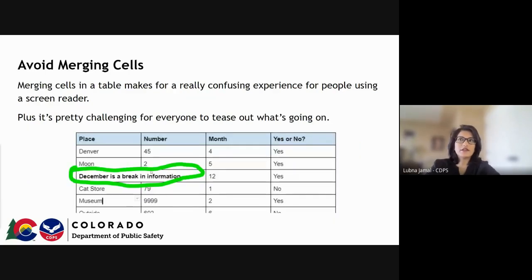Like mentioned earlier, merged cells can create confusion. So instead of merging cells, either put that in a different column or a row of its own, and simply avoid merging cells in the midst of a table. It's very challenging for anyone to really understand, despite being a screen reader user. Any user will get confused by what it means that December is a break in information. Also, if you go and try to make a chart or graph out of it, it's going to skew the data as well.